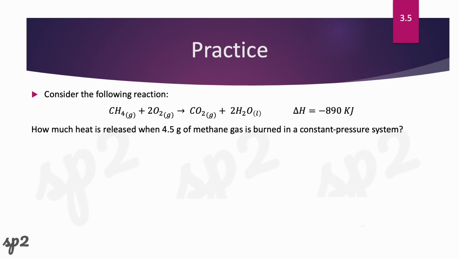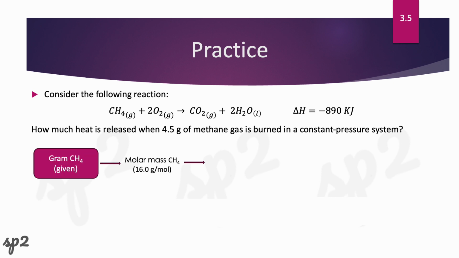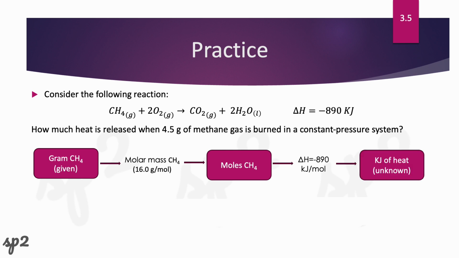Okay, so the first step is you've got the mass and you have to convert that to the moles. That means you need to calculate your molar mass using your periodic table, right? That would be about 16 grams per mole. When you get the moles of methane, you have to adjust that to calculate your delta H, right? Depending on your reaction. Okay, so let's do the first step.